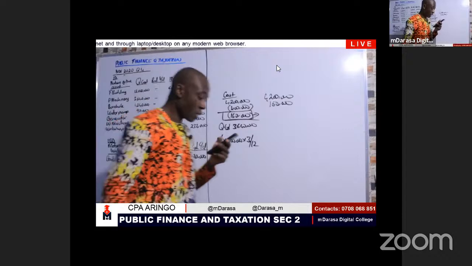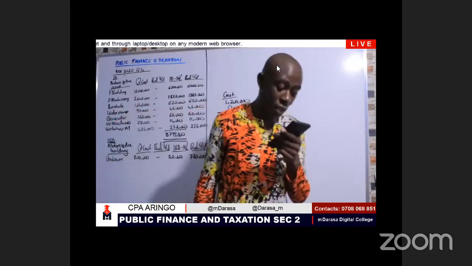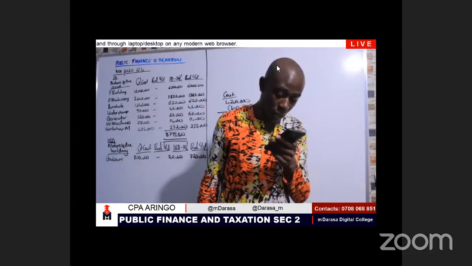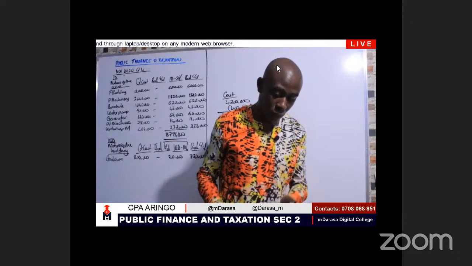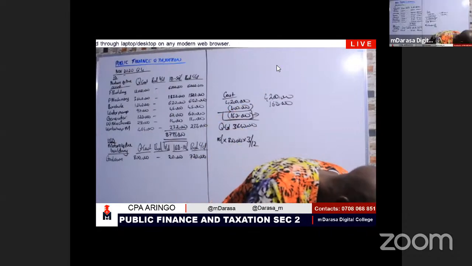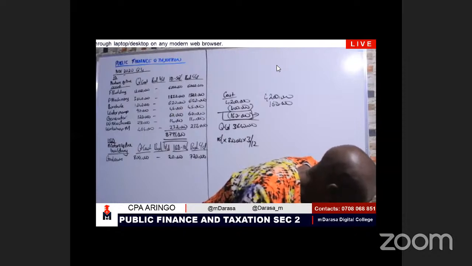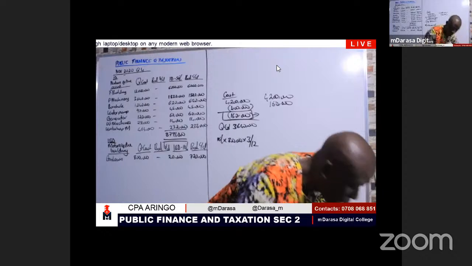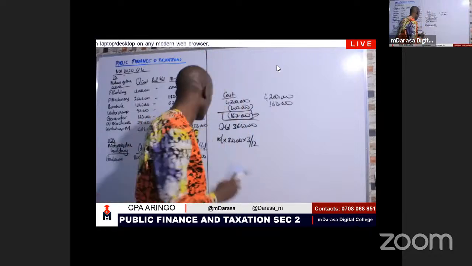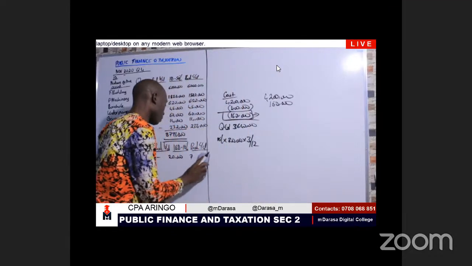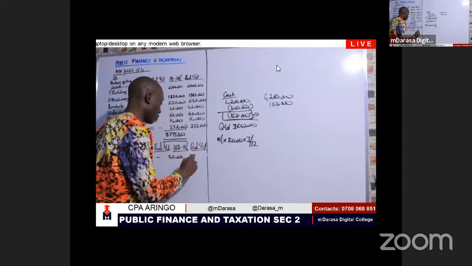So my balance carried down is 720,000. Teacher, it's not 720,000. The difference is 780,000. Oh yes, this is the carry down, right? Yes, 780,000, correct.